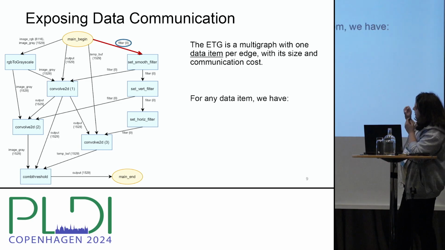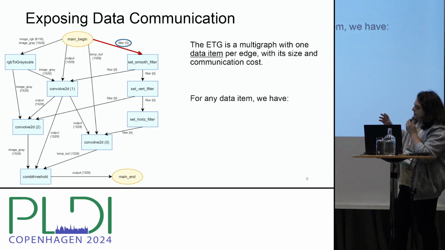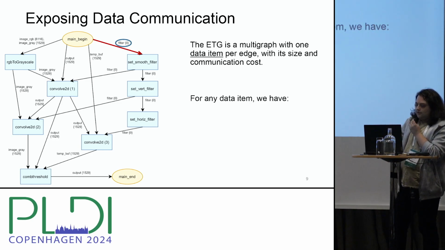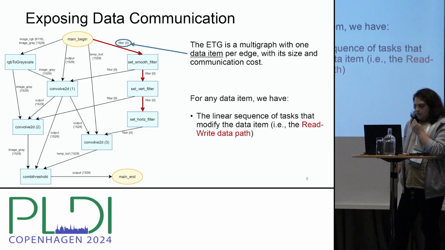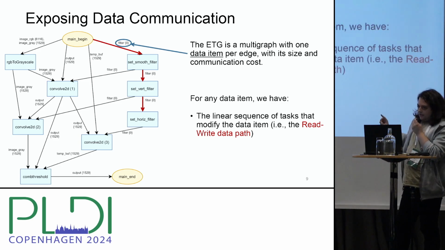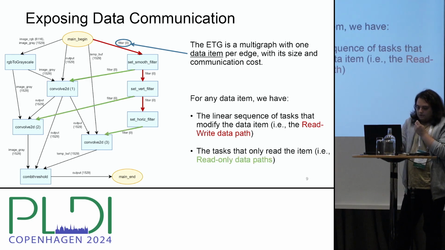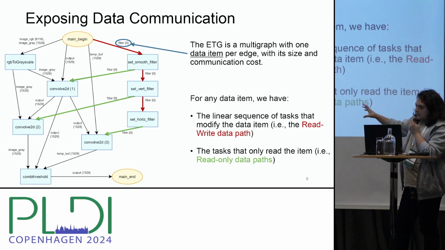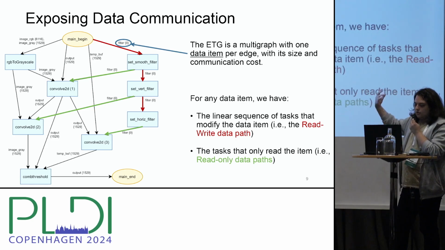Furthermore, about data communication. Data communication is always done on the data item level. A data item is basically a discrete piece of data with one or more names. So that one over there, filter, will always have a single path, which is called the read-write data path, which is a path that shows me where the data is modified, and it is always linear. But it can have a few spurs that represent tasks that only read that data and don't modify it.